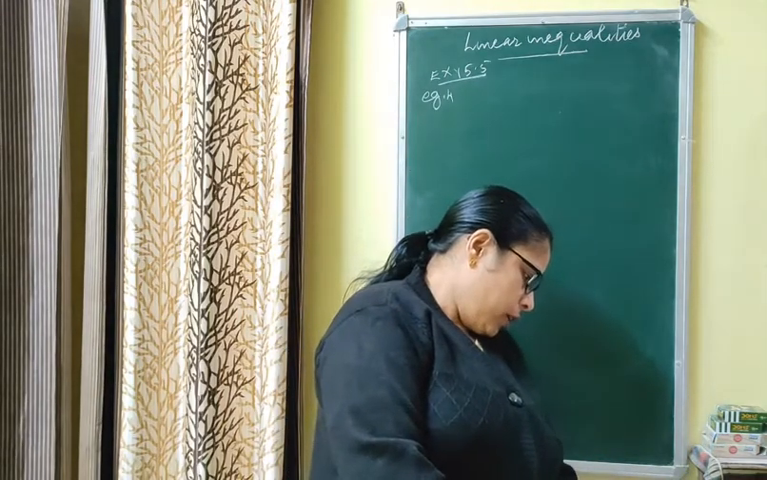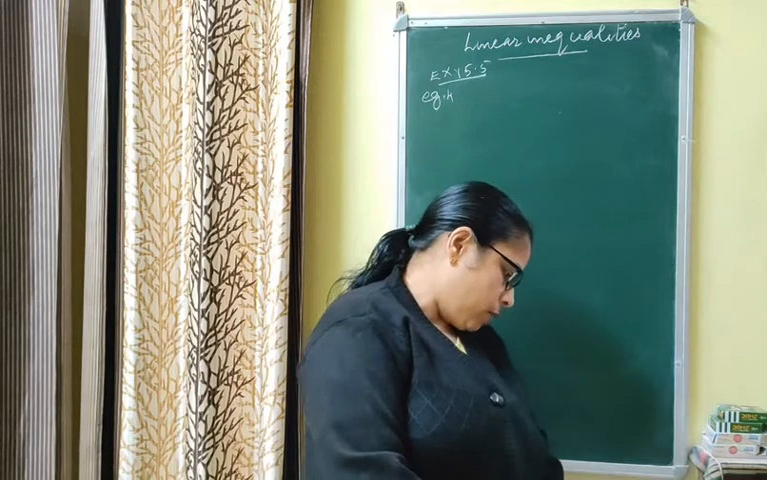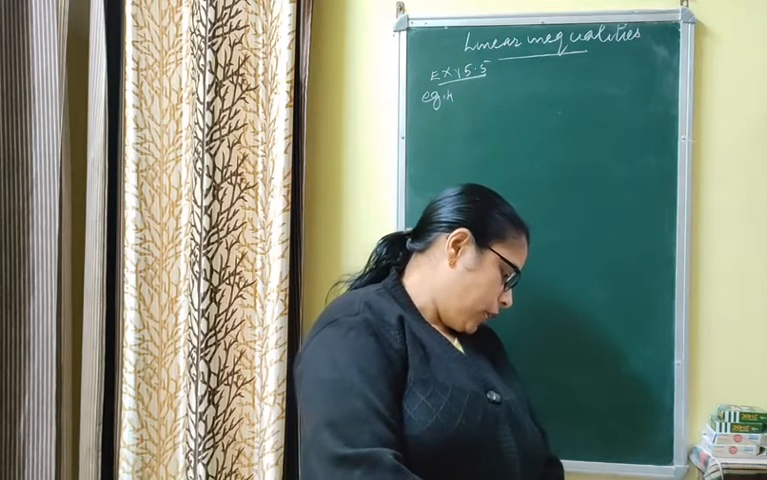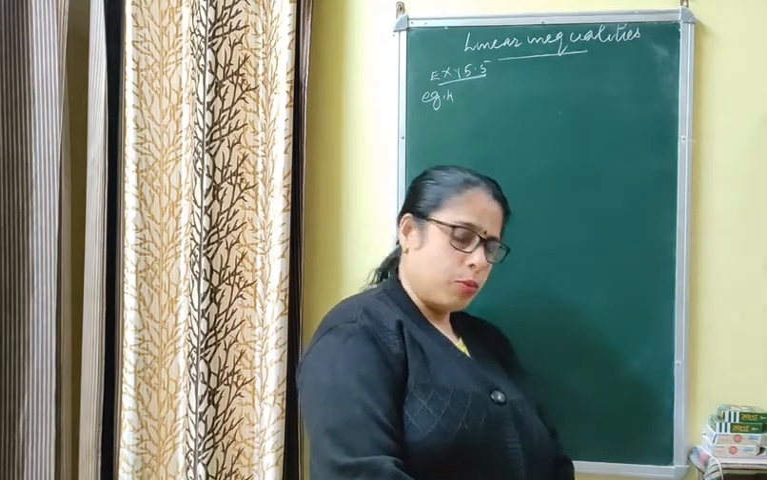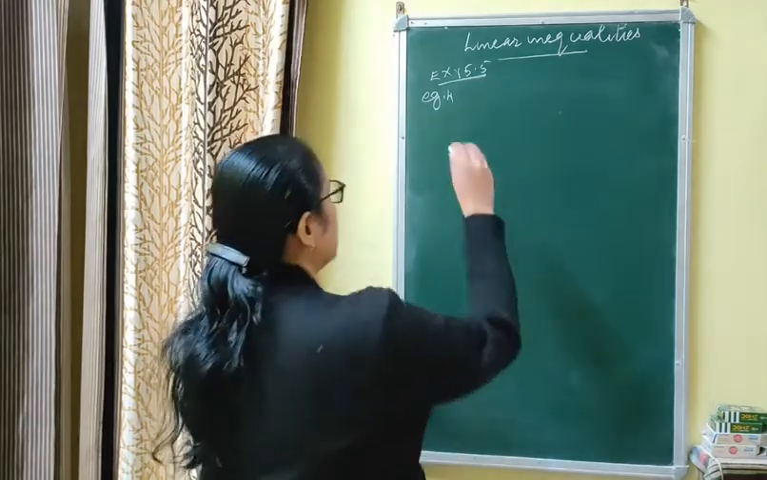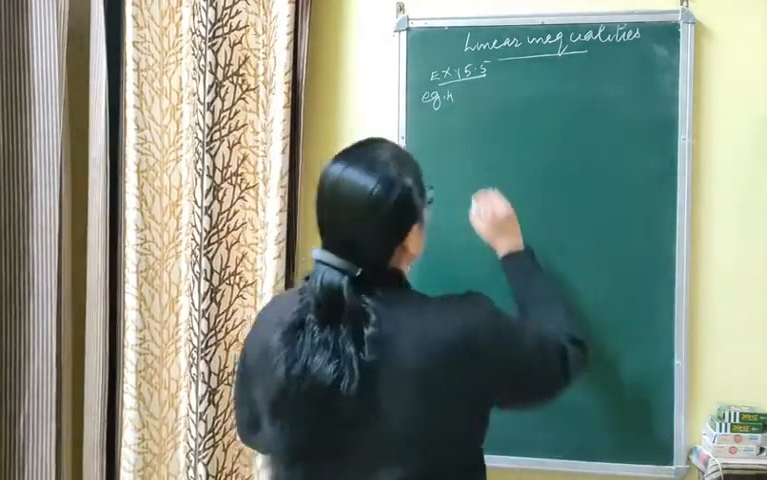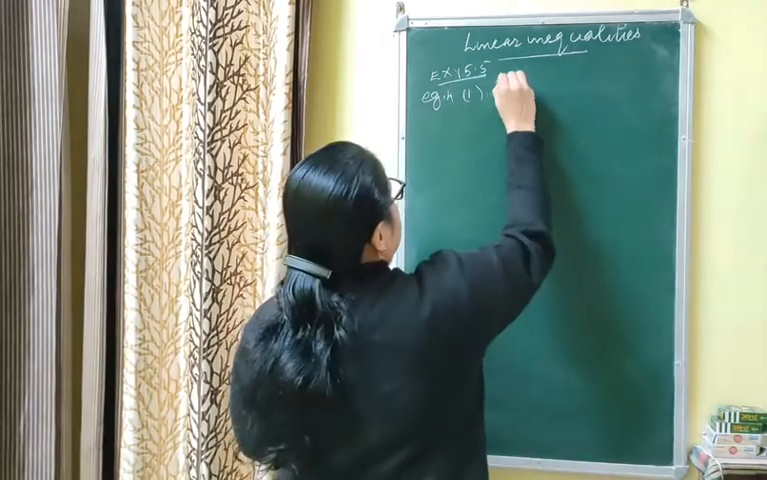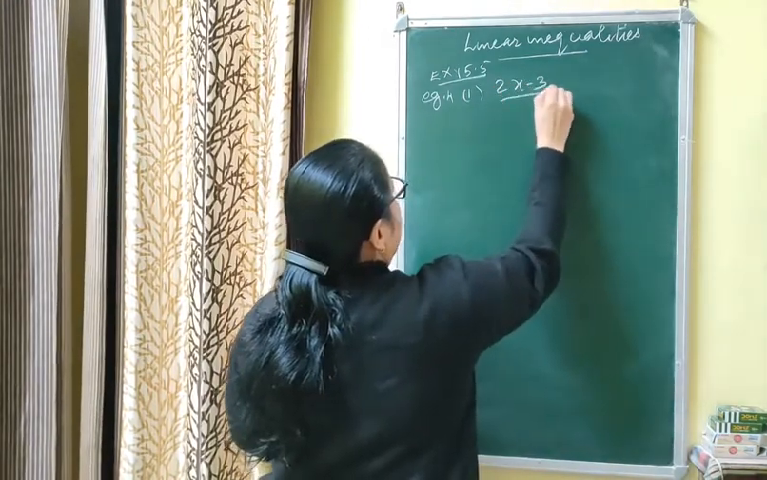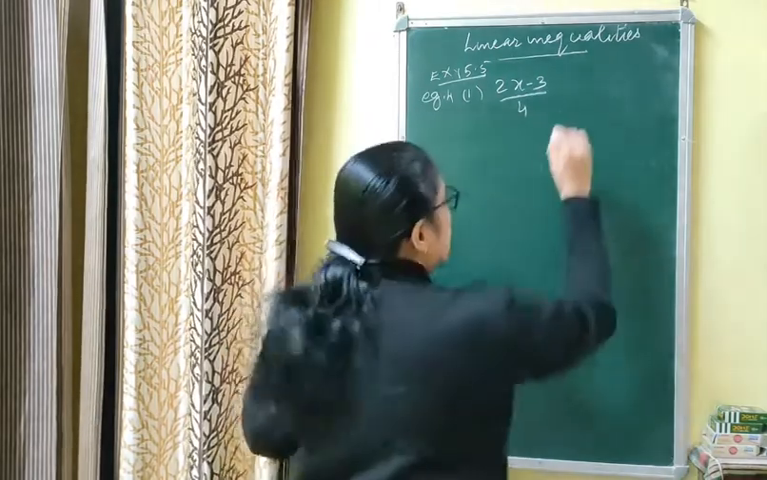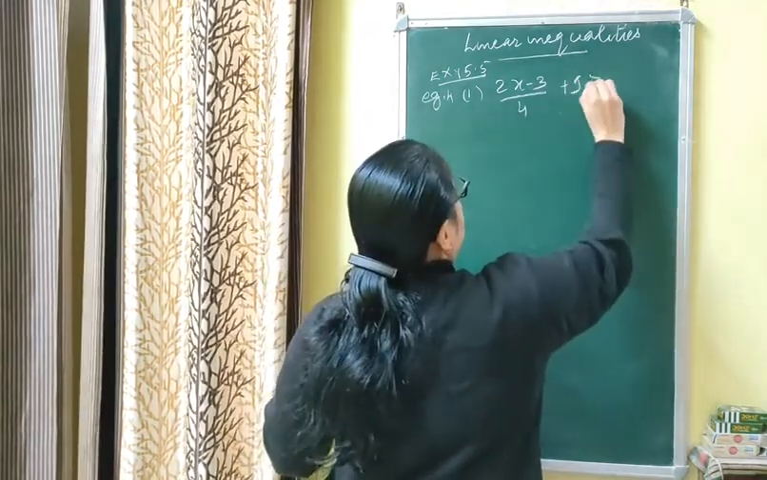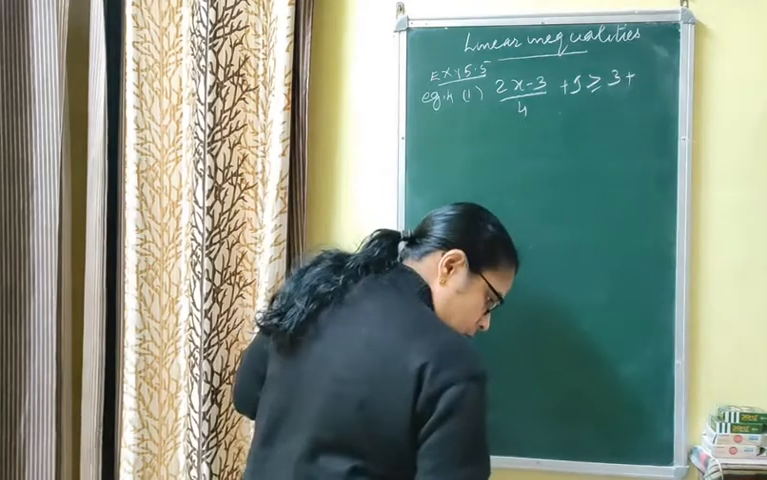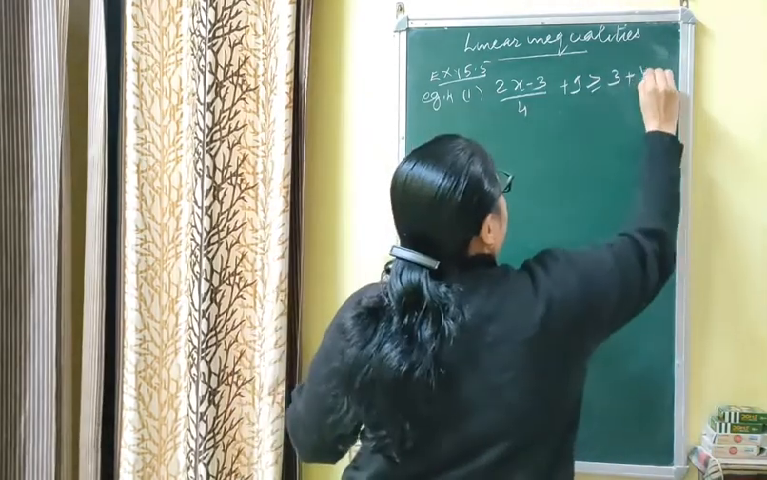Example 4 on page number 15.5. I am reading the question. Solve the following inequation. Inequation and inequality both are the same. There are 4 parts, and I am doing the first part. I am reading: (2x minus 3)/4 plus 9 is greater than or equal to 3 plus 4x/3.